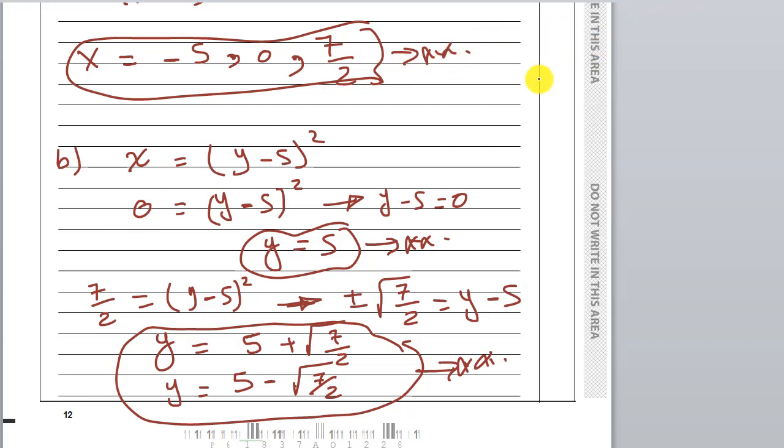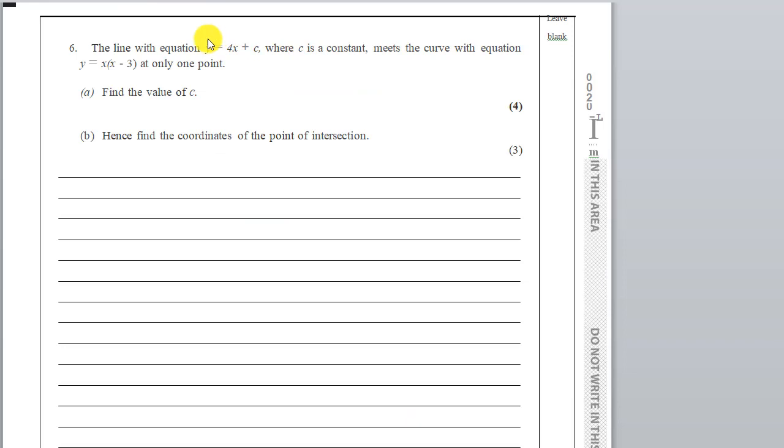Okay, let us go ahead to another question. The line with equation y equal to 4x plus c, where c is a constant, meets the curve with equation y equal to x multiplied by (x minus 3) at only one point. Find the value of c. So we need the value of c.